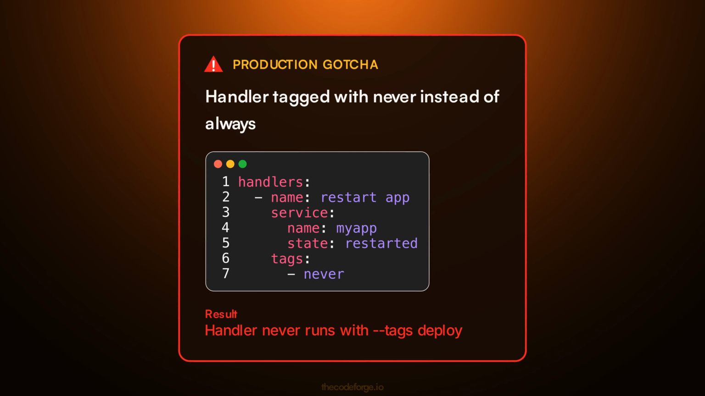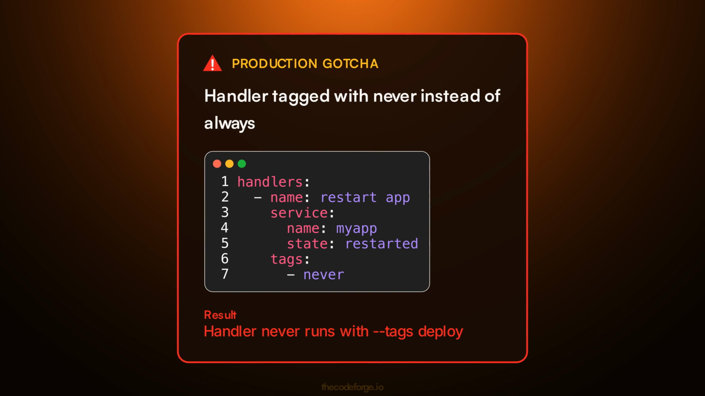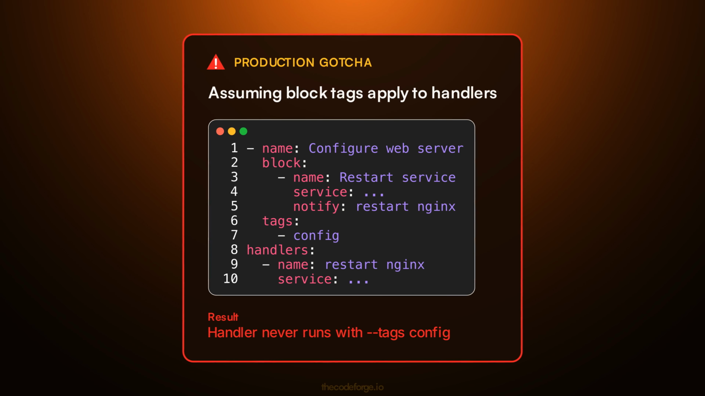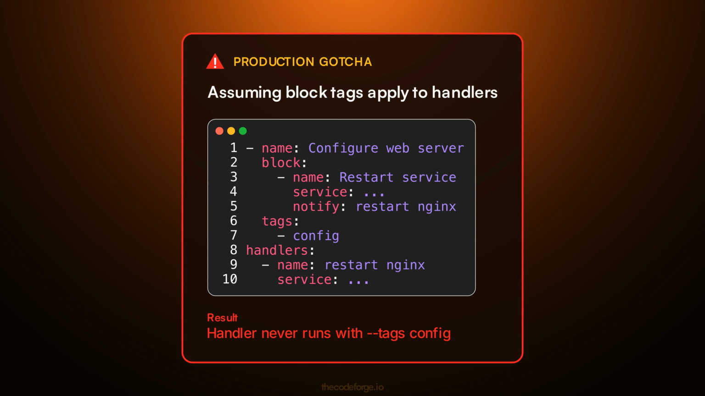This is the exact mistake from the incident. The handler had tags: never, so it was skipped during a deploy. Always use always for handlers that must run on notifications. Block tags do not propagate to handlers. If you run --tags config, the handler without the config tag won't run, even if notified.